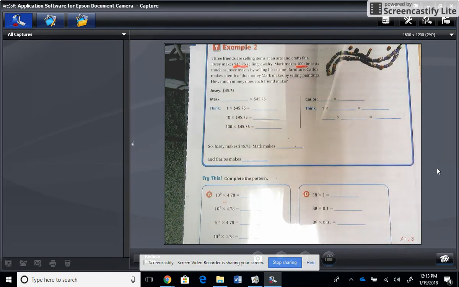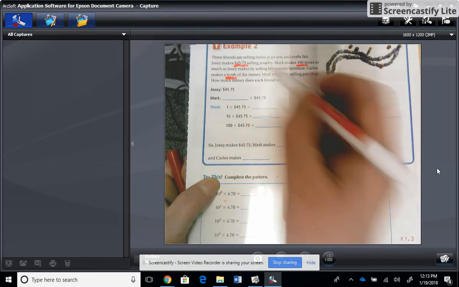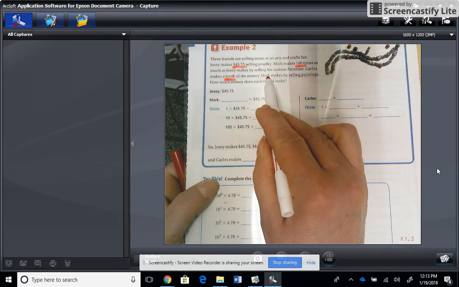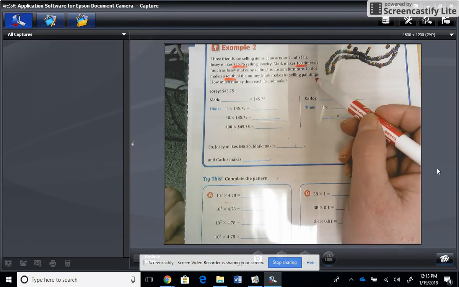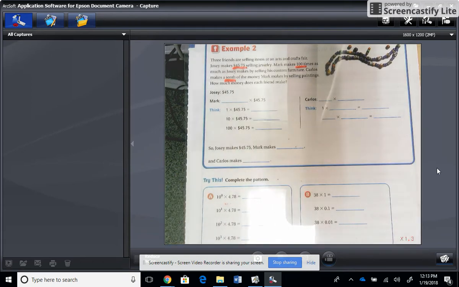Carlos makes a tenth of the money that Mark makes. So we don't know what Mark makes yet. We have to figure that out by selling his painting. How much does each friend make?